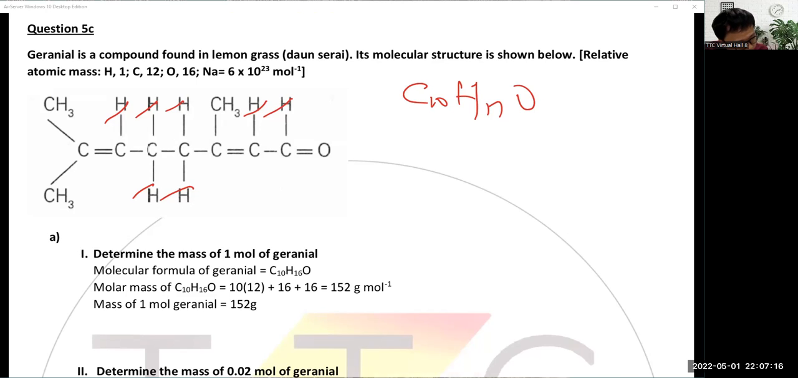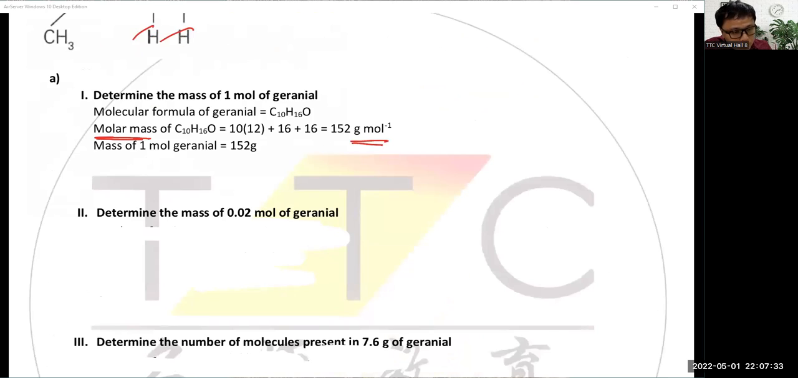So remember, molar mass has unit gram per mole. So this is something that you need to take care about. Relative molecular mass, you don't have unit. But molar mass has, because molar mass stands for the mass of 1 mole of substance, meaning how many gram per mole. Okay, then I got 0.02 mole.